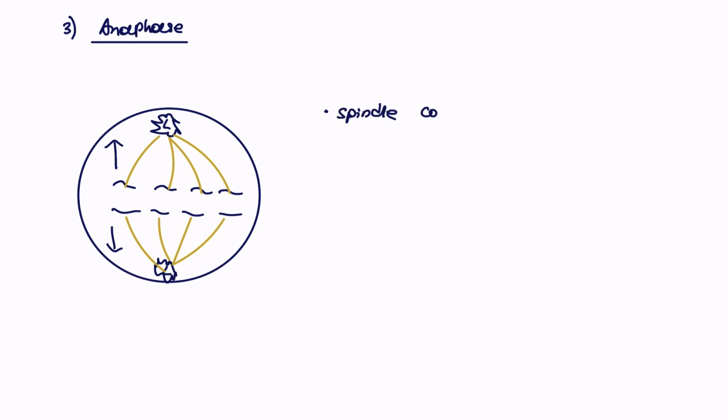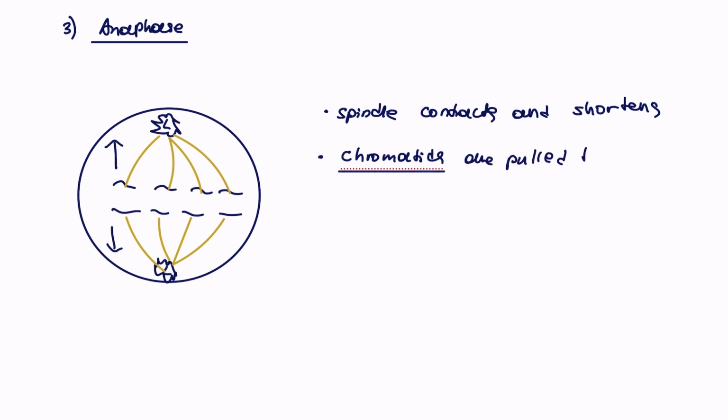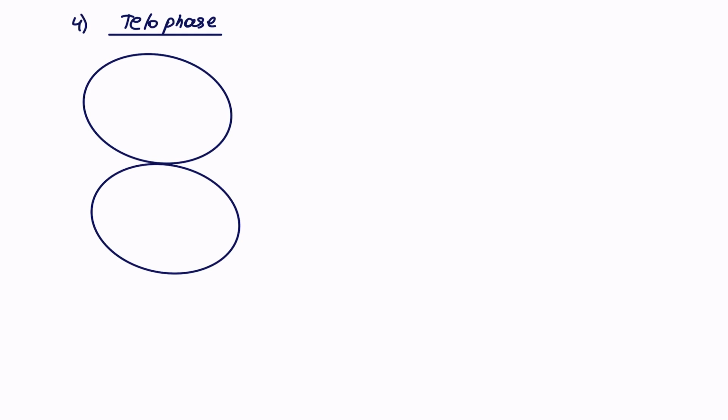And you can see that in this case, the spindle fibers contract and are undergoing shortening. And then it's the chromatids that are being pulled apart to the separate poles. As I even underlined it here just to highlight the importance of the phrasing for exam. And then this brings us to the final stage of mitosis called telophase.